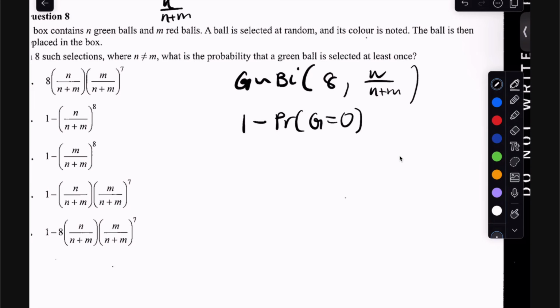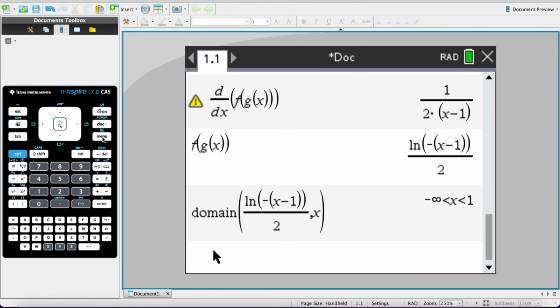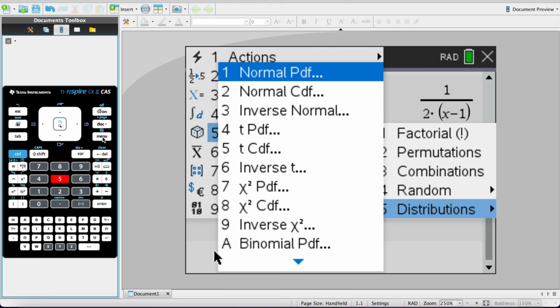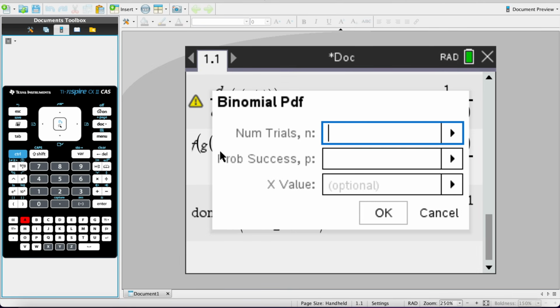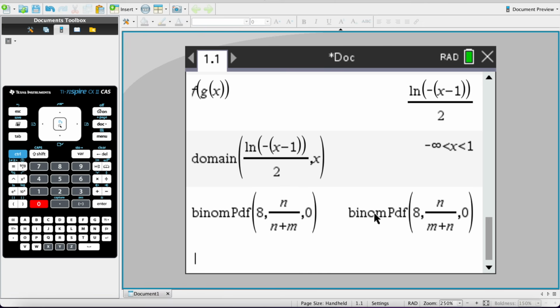And you can do that on the CAS. I'm not sure if it will work if I just put in letters. So menu 55, A for binomial PDF, number of trials is 8. And here we have n over n plus m. And the x value we want to have is 0. Let's just see if that works. No, it doesn't. So we can just use the formula here.